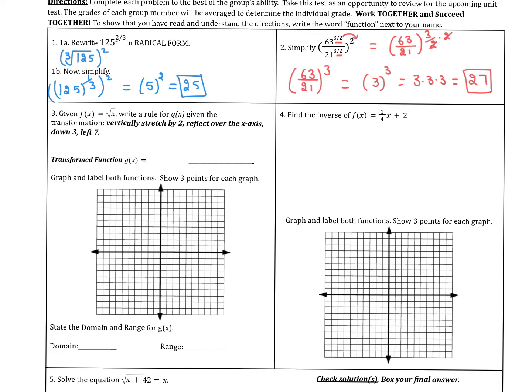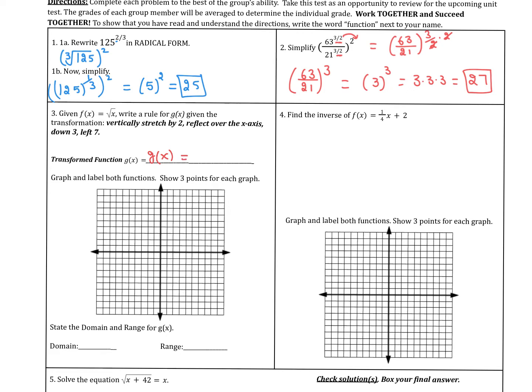Question number 3. Given f(x) equals square root x, write the rule of g(x) given the transformation: vertically stretched by 2, reflect over the x-axis, down 3 and left 7. And the function for this one is going to be g(x).